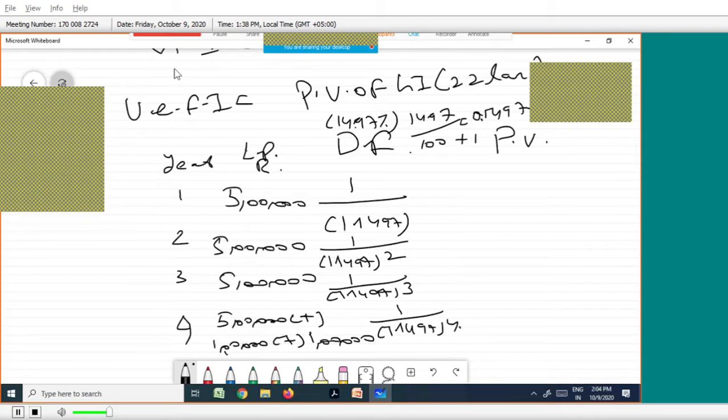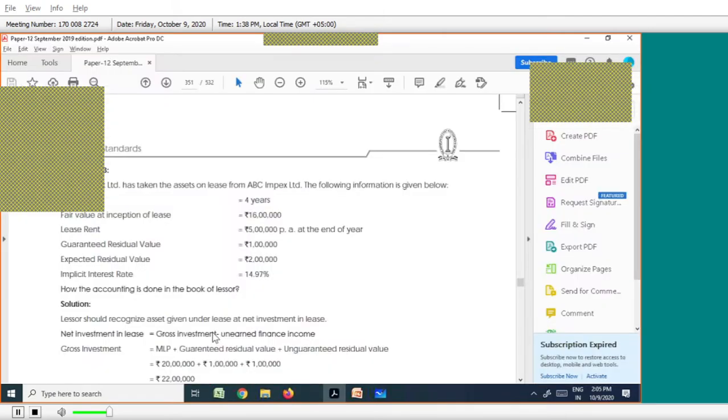So what is the answer? What is the discount factor for the first year? 1 divided by 1.1497, how much? Just take your calculator. All of you please take your calculator and do it. Don't use the mobile for calculation. What is 1 divided by 1.1497 equal to? 0.8698.